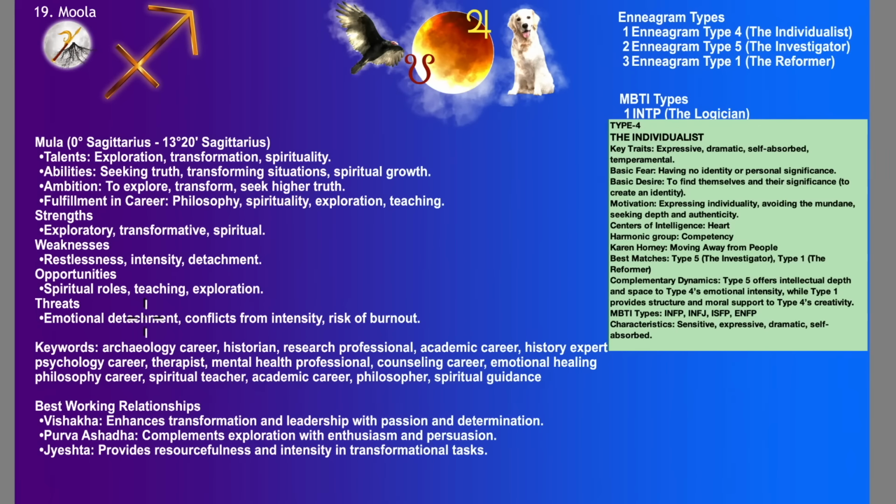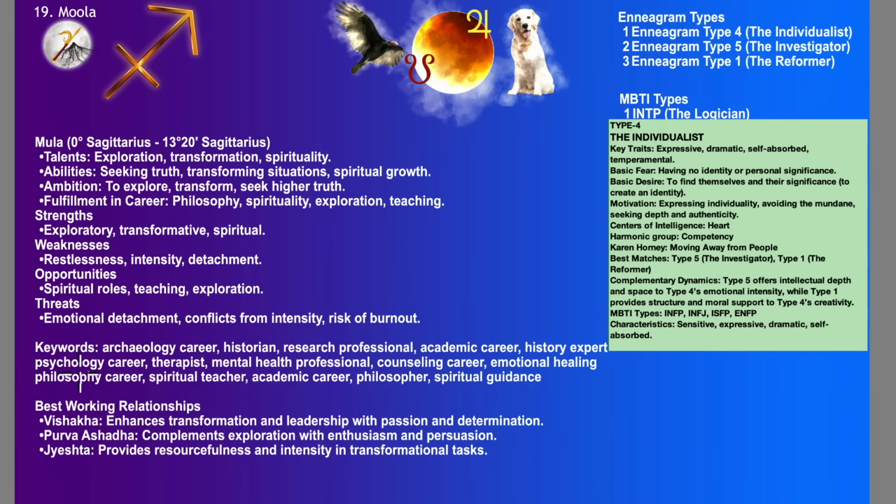Okay, so the first Enneagram type compatibility is type 4, the individualist: expressive, dramatic, self-absorbed, and temperamental. Tallies with what we have seen so far, isn't it? Basic desire for them is to find themselves and their significance, to create an identity. But Mula Nakshatra is busy destroying identities, so it's not so much there. Motivation is expressing individuality, avoiding the mundane, and seeking depth and authenticity. There is the keyword, depth and authenticity. Center of intelligence, the heart.